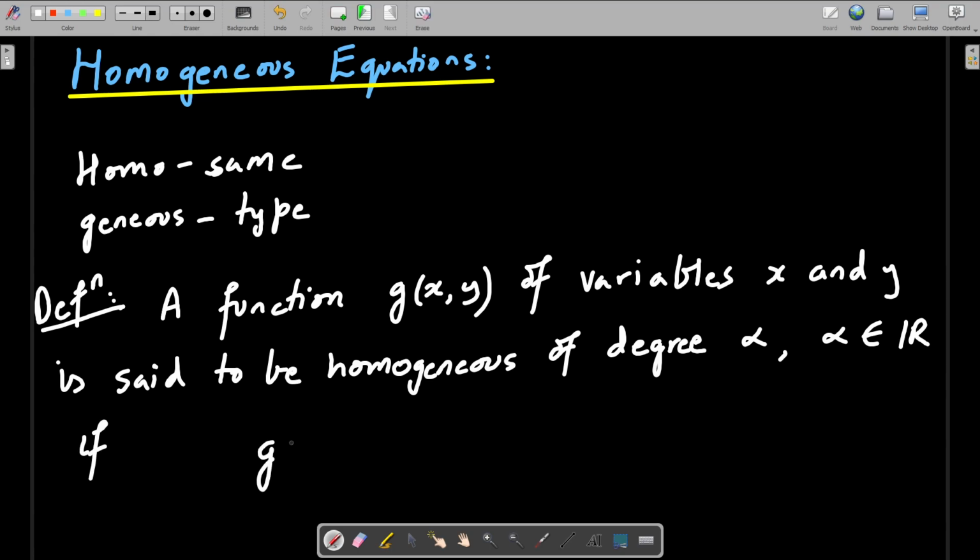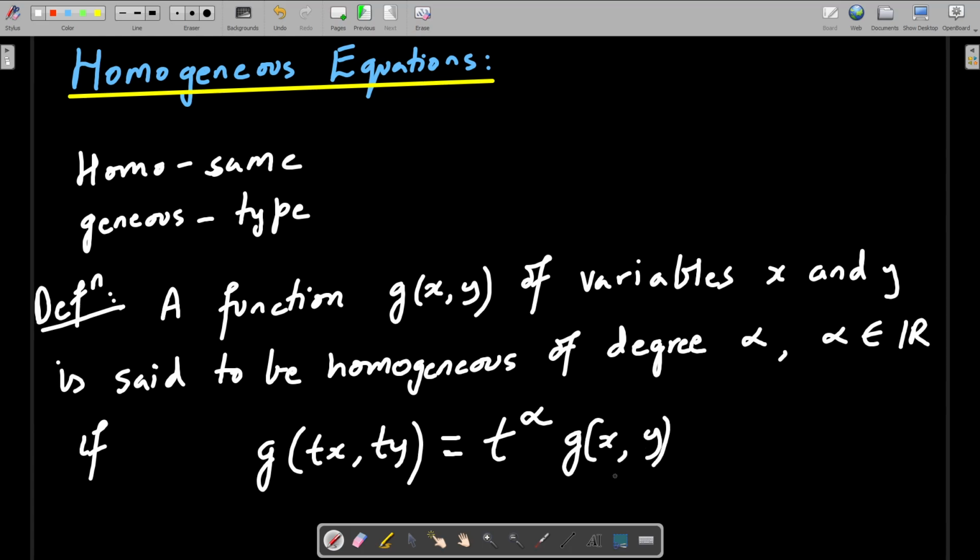If, instead of writing g of x y, I write g of tx ty, what I'm doing is multiplying an extra factor, which we'll call a parameter, into x and y, and then operating it on the function. What we get is that you can take this t out common, with some degree alpha, and this becomes the original function g of x comma y. In other words, you can take some factor outside of the function.